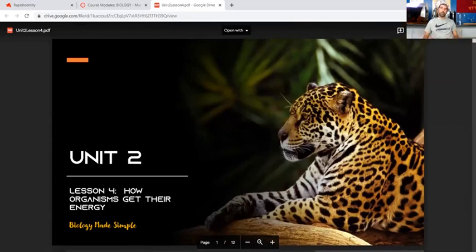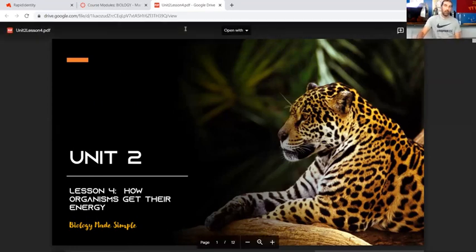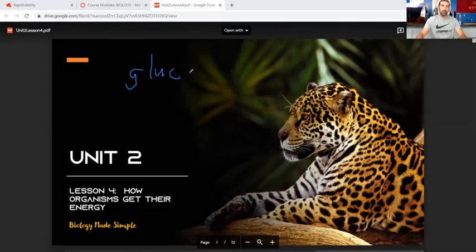Now, every organism doesn't get its energy the same way. Some organisms eat and some organisms produce. Now, when I say energy, I want you to keep a general term in mind. Energy is basically related to a chemical called glucose, which is sugar, right?